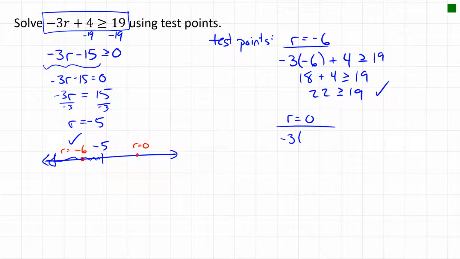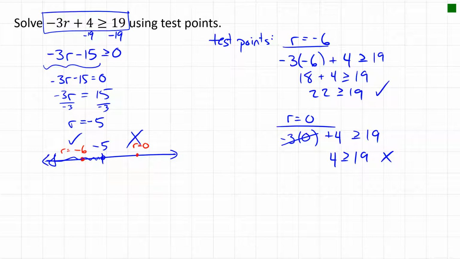So we'll check negative 3 times 0, where 0 is our test point, plus 4. Is that greater than or equal to 19? Well, 0 is a really good choice because negative 3 times 0 is 0. So is 4 greater than or equal to 19? It is not. So this side of the region is false.